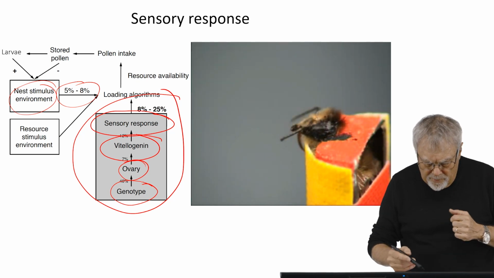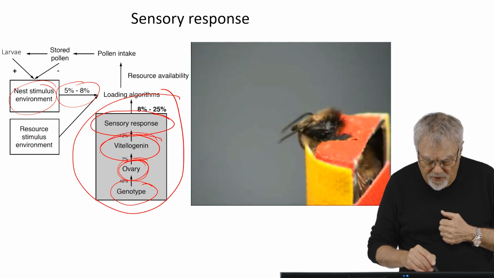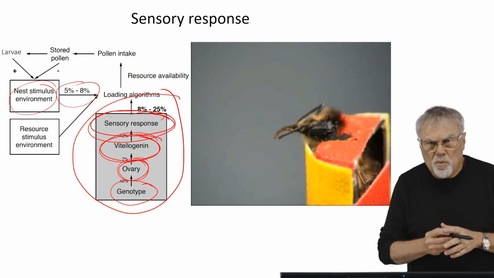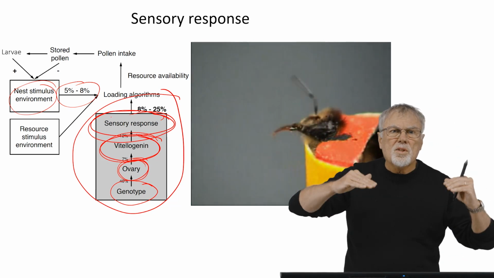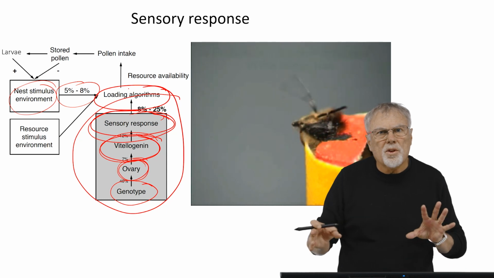So you have genotypes, which affect ovary development, which affects vitellogenin production, which can affect sensory response systems and tune the system, which then in turn affects these loading algorithms.